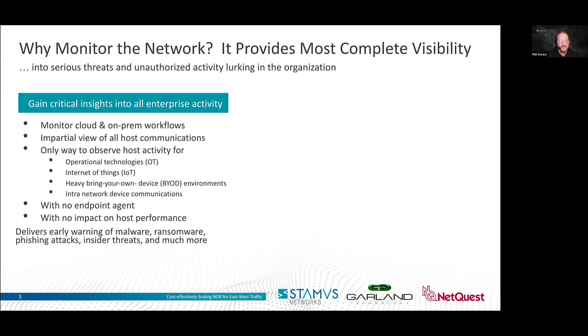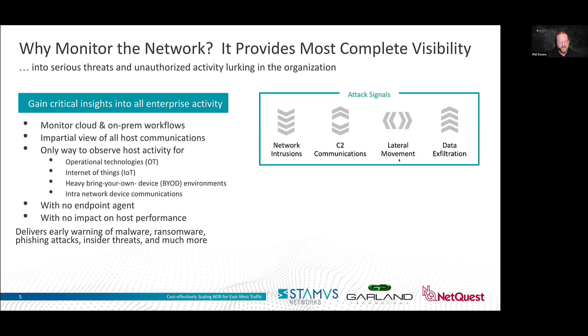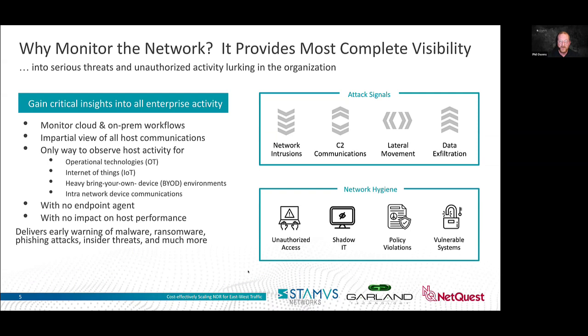Some of the attack signals that we're looking at are network intrusions, C2 communications, where there could be communications backwards and forth, lateral movement, east and west traffic that we've talked about, as well as data exfiltration. So when data is leaving the network, you don't want to have those pieces happening.